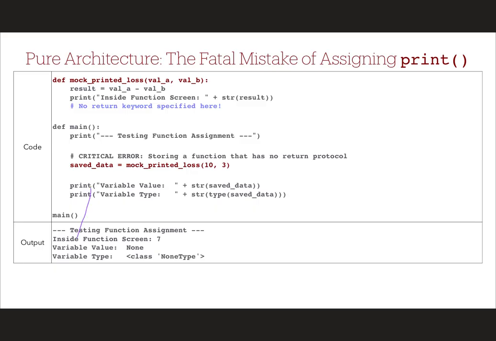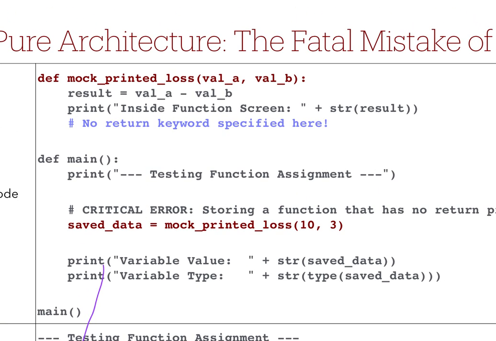So if this is the main body of this function, mark printed loss, when val A and val B receive certain values, the result will be calculated, and then the value of the result will be displayed on the screen. But this function doesn't have the return keyword. That means this function does not return anything.